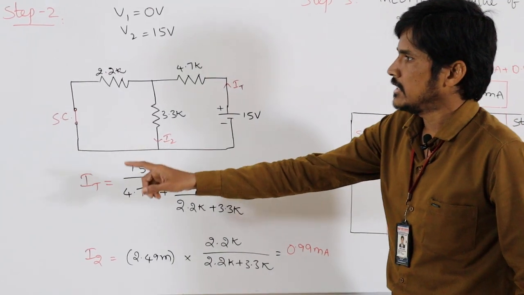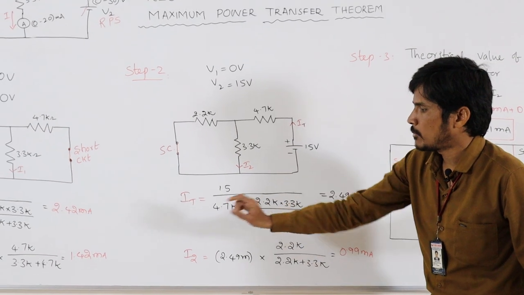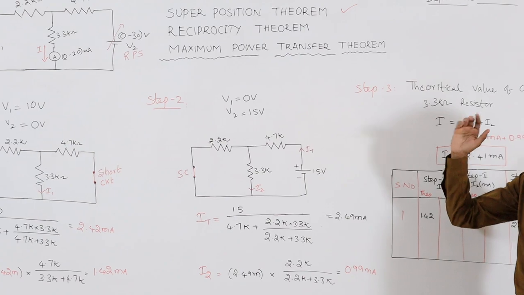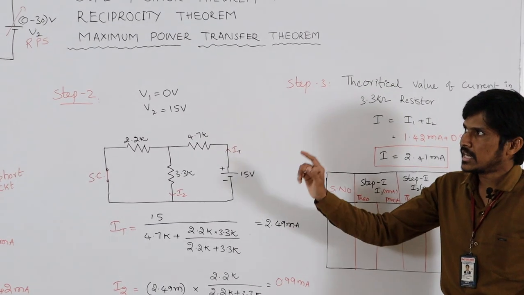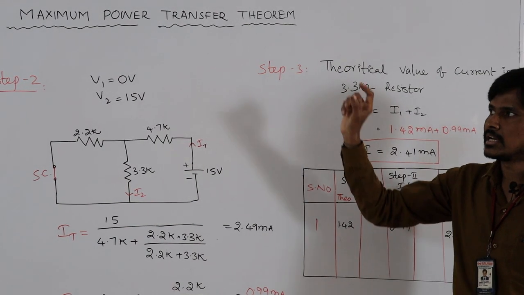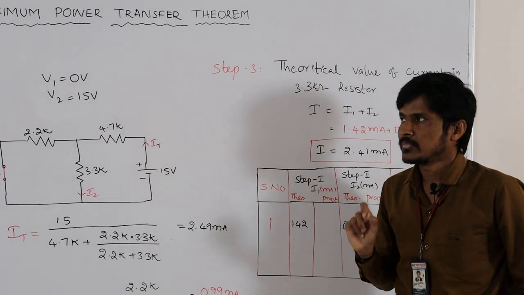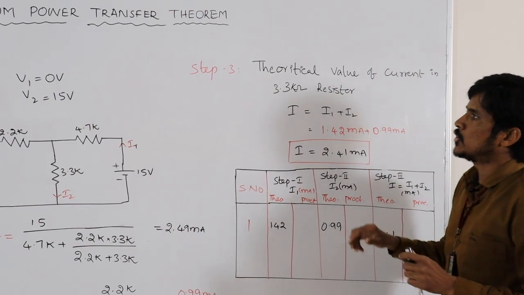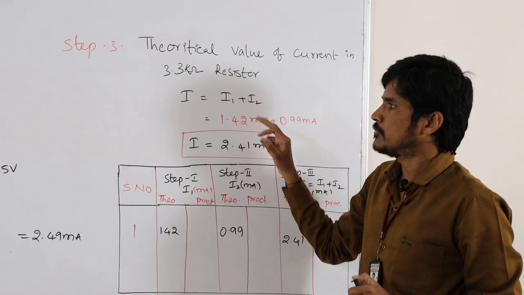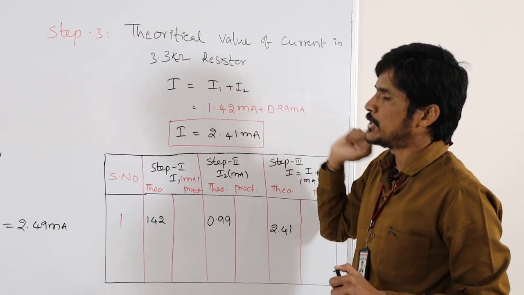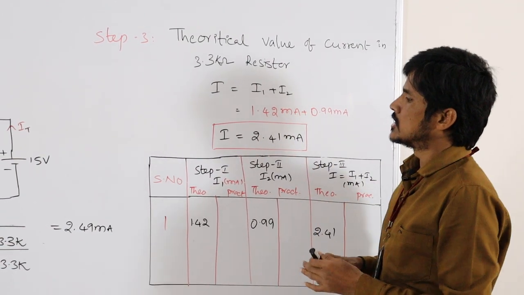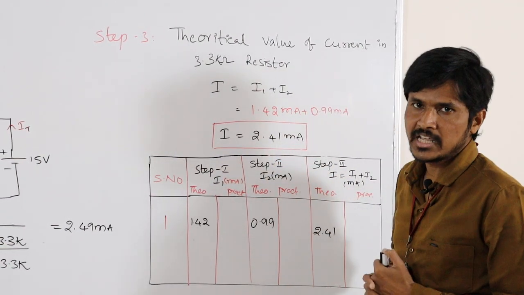So here in step 1, I1 is 1.42 and in step 2, I2 is 0.99 milliamperes. According to the superposition theorem, the total current in the branch is equal to the algebraic sum of these two currents. So in step 3 we are going to find out the theoretical value of current in the 3.3 kilo ohm resistor, equal to I1 plus I2. I1 we got 1.42, I2 is 0.99 milliamperes. So the total current in the branch is 2.41 milliamperes.